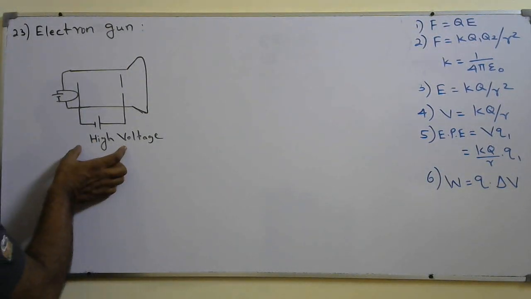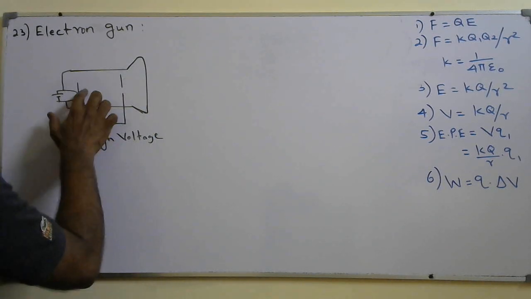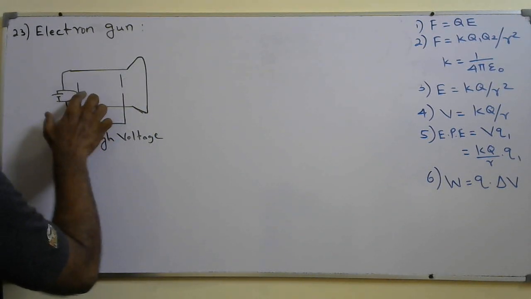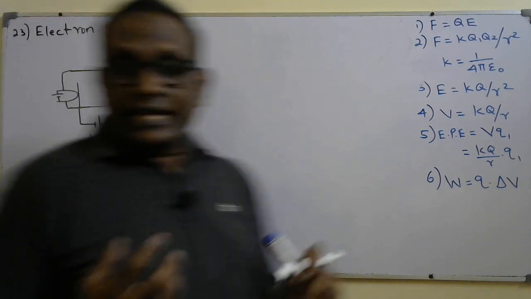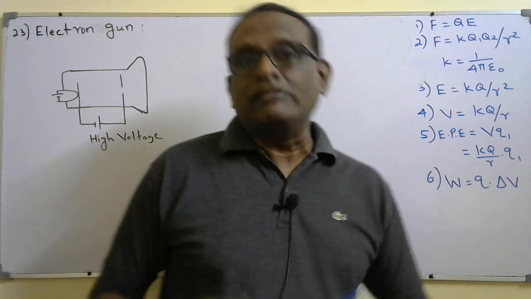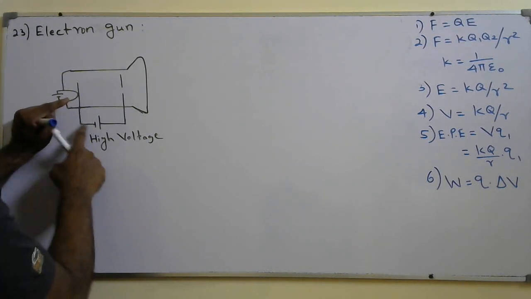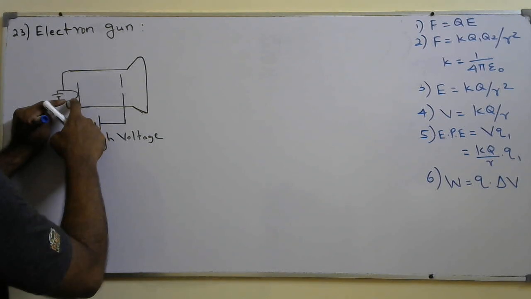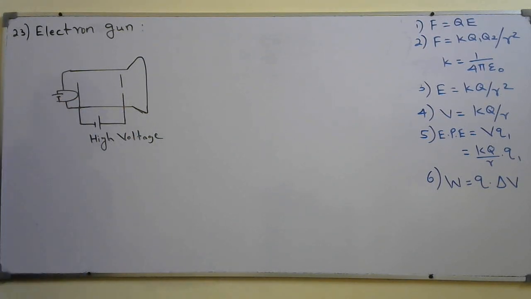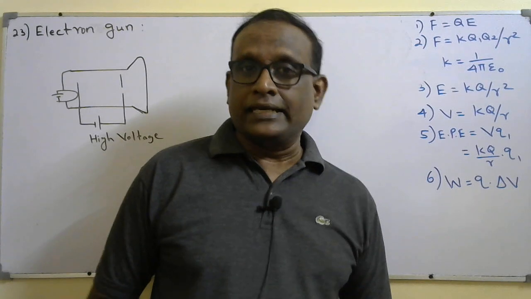A high voltage is applied across the cathode and anode. So this will become the negative terminal, this will become the positive terminal. So electrons will be attracted towards the positive terminal. Electrons are negatively charged particles. They move from low potential, because that is negative potential, to high potential, which is positive. So they gain kinetic energy, as I explained earlier.